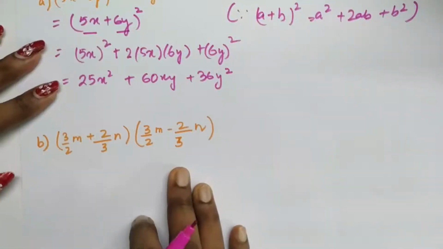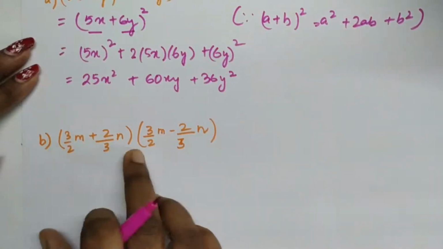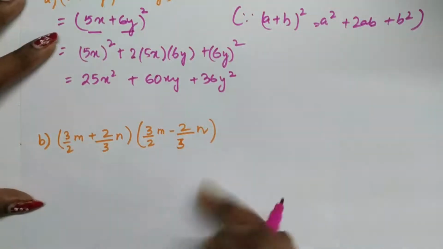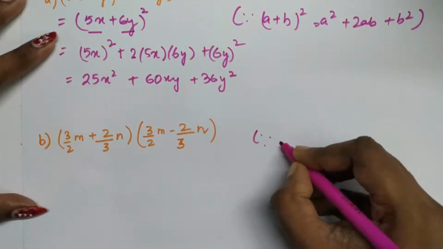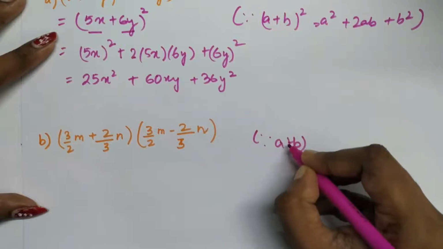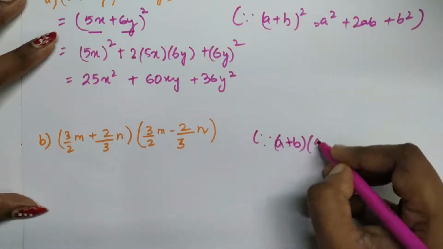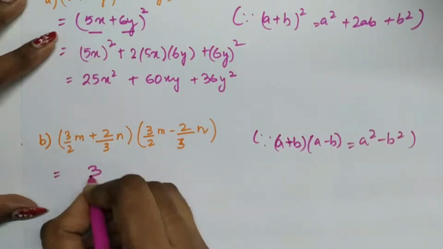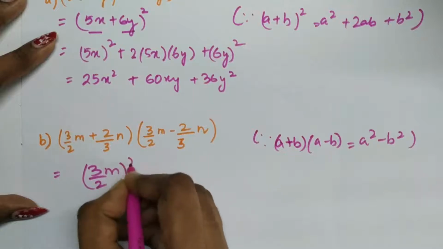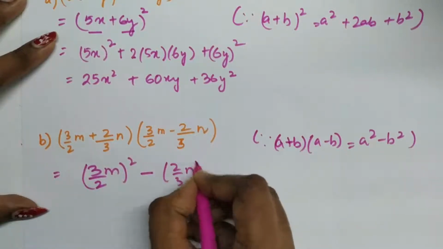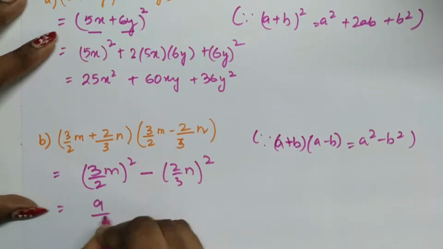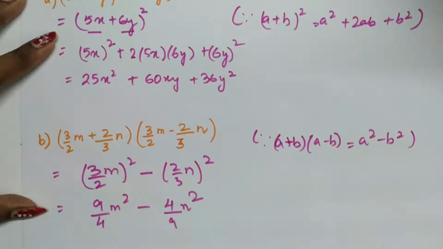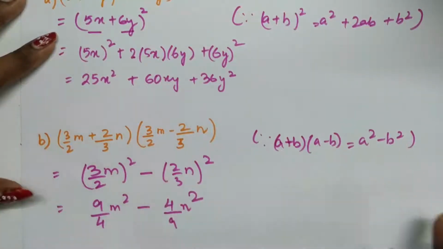Here you can see another question. Here it is in the form of (a plus b) and (a minus b). Why I am saying this, you can see these values are the same and this value is the same. Therefore I am going to use the identity here, (a plus b) and (a minus b), which is equal to a square minus b square. So here a is (3 by 2 m) whole square minus (2 by 3 n) whole square, which will be 9 by 4 m square minus 4 by 9 n square. So using identity, solving the equations.